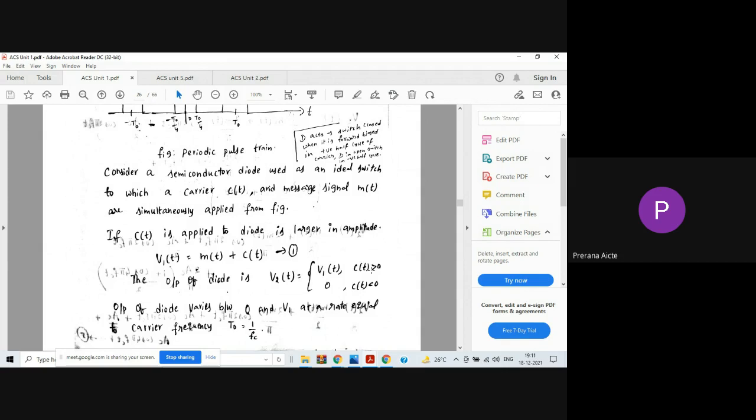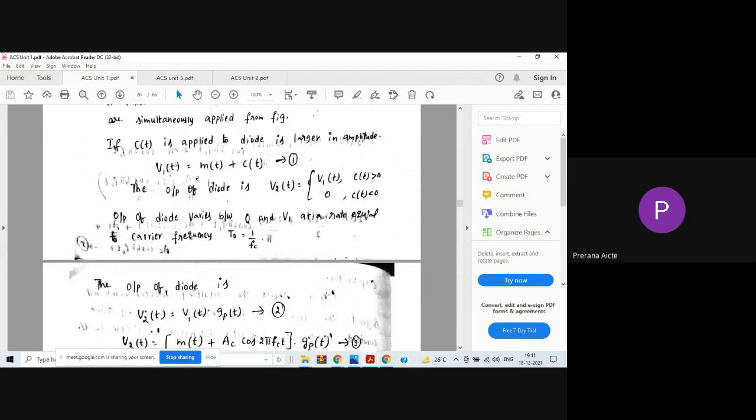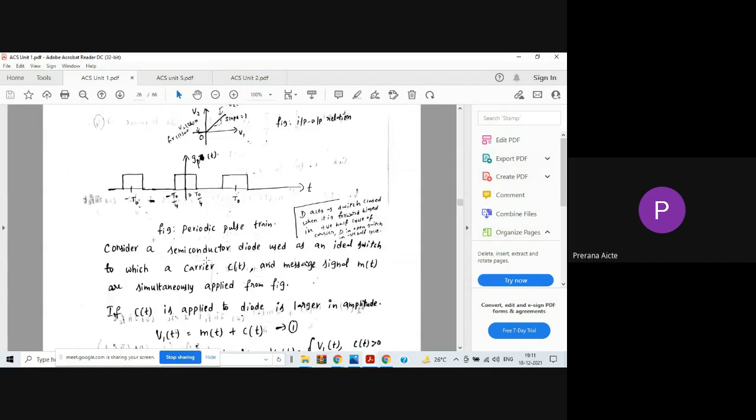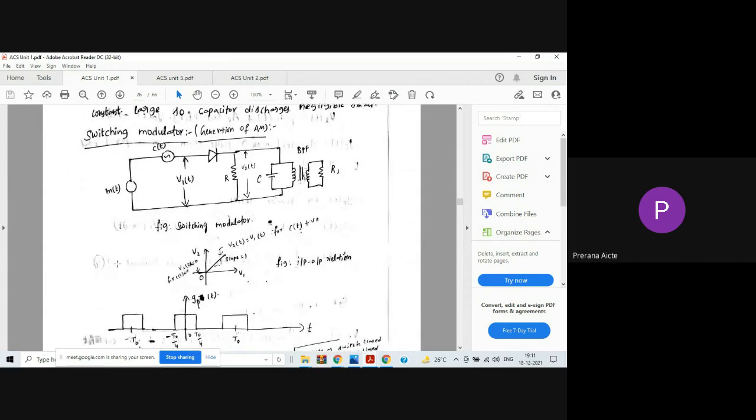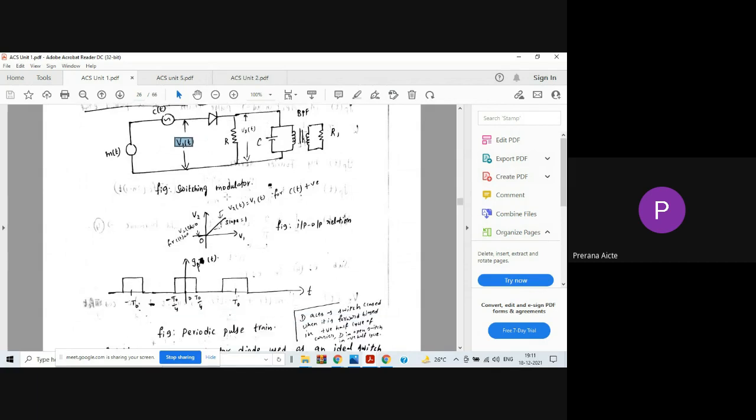So we are sending the positive cycle, which means the diode becomes forward biased, then the carrier signal voltage is high, so we can receive the voltage as V1 of t. Whenever we are applying the negative cycle, the carrier signal is 0, so we simply get no voltage. So the diode voltage will be varying between 0 to V1. Then how do you write the output of the diode, which is simply V1 times the rectangular pulses.